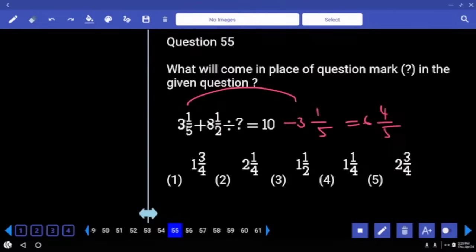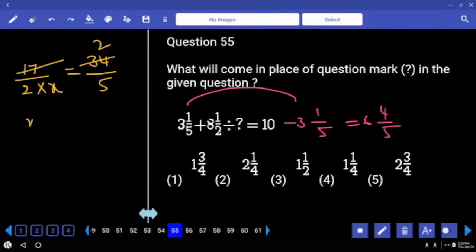Left hand side 8 1 by 2, in the sense 17 by 2 into x is equal to 6 4 by 5, 34 by 5. 17 by 2 times x is equal to 5 by 4, 1 1 by 4.